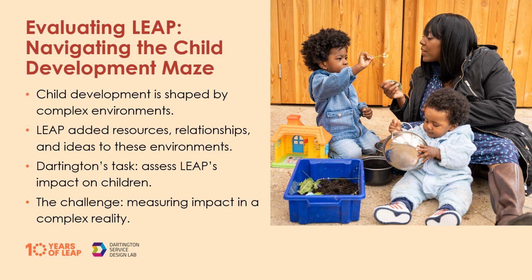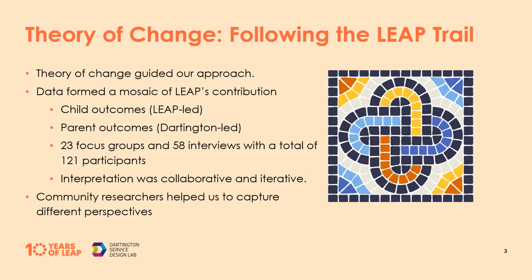But we can't view LEAP in isolation. Any impact it had was a result of its dynamic interaction with these environments around children. Dartington's challenge was to untangle this complexity, to determine how much LEAP contributed to better outcomes for children and families in the area, and to understand which children benefited, under what conditions, and why. Sounds straightforward in theory, but the reality is much more challenging. So how did we navigate this complexity and measure real impact?